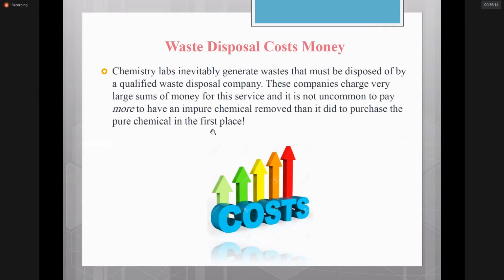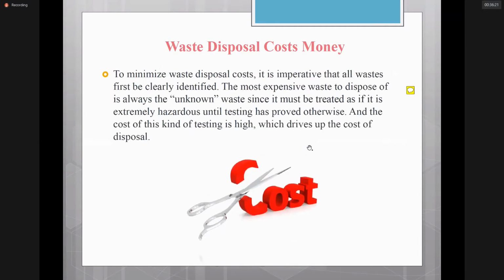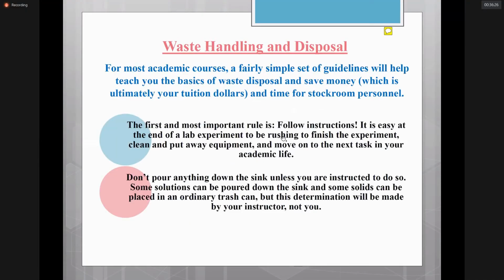Also, never put a solid into a sink. Waste disposal costs money. That's why some companies don't do it in a correct way, because it costs money to separate the chemical waste and to treat the waste in the right way. Waste handling and disposal: for most academic courses, there is a set of guidelines that will help you to do the basics of waste disposal and save money and time for stockroom personnel.